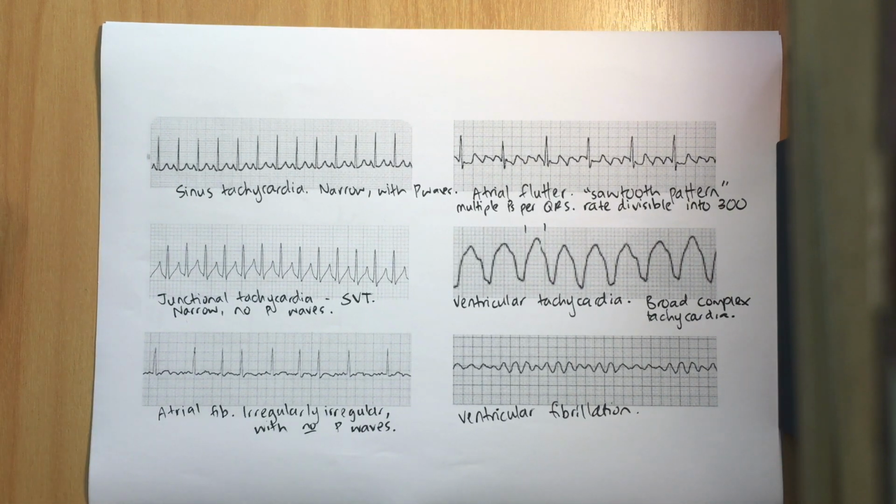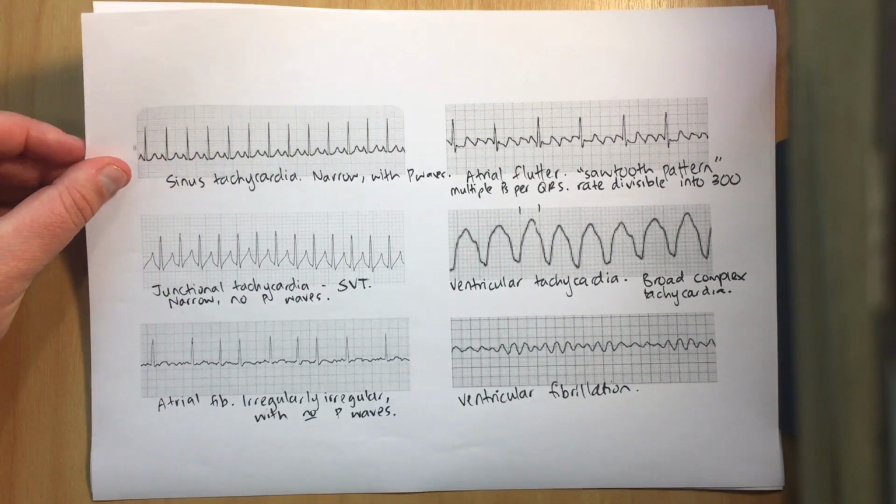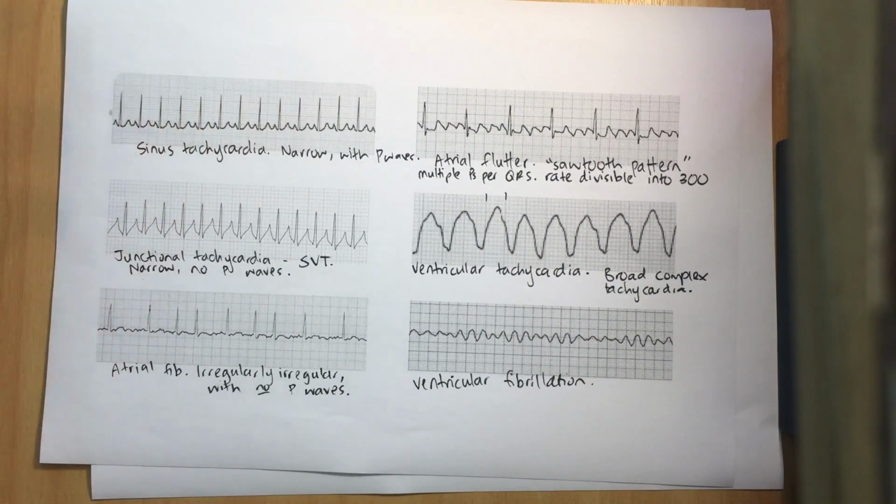And we talked about a few tachyarrhythmias, so fast rhythms, and the patterns that we need to recognise: a sinus tachycardia, narrow complex tachycardia with P waves; a junctional tachycardia or SVT, narrow complex tachycardia with no P waves; atrial fibrillation, those irregular QRS complexes and no P waves; atrial flutter with that sawtooth pattern and a rate divisible into 300; ventricular tachycardia, which was our broad complex tachycardia; and ventricular fibrillation, which was this disorganised electrical rhythm, meaning that our ventricles are not beating in synchrony.